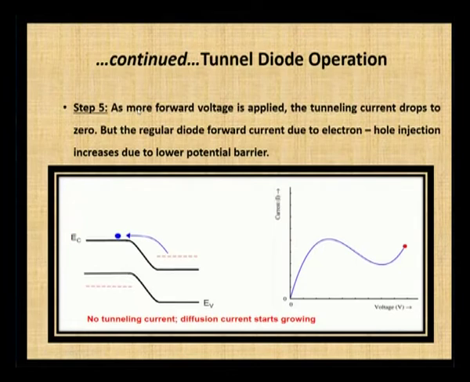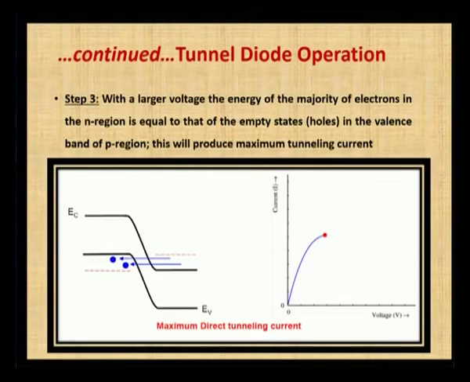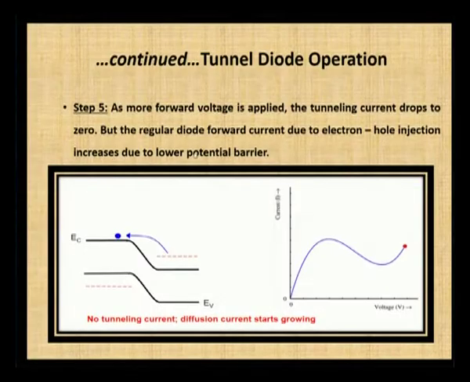Next, in step 5, as more forward voltage is applied, the tunneling current drops to 0. In a regular diode, if we increase the voltage, the current also increases. But in the tunnel diode, if we increase the voltage, the current increases to a certain extent, and after that it drops. In a regular diode, forward current due to electron-hole injection increases due to the lower potential barrier. As we increase the voltage in a tunnel diode, the depletion layer increases, so the electrons can't cross the junction. So there will be a decrease in the current here, which we can observe in the graph.